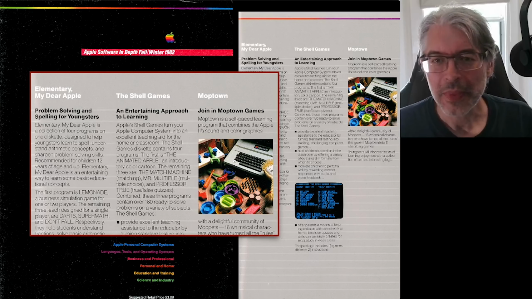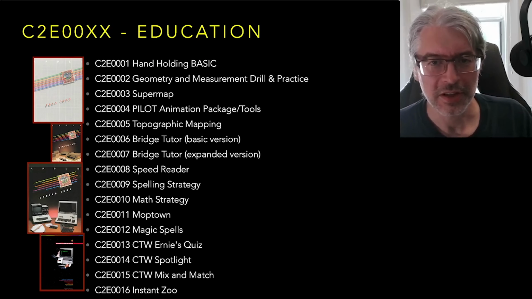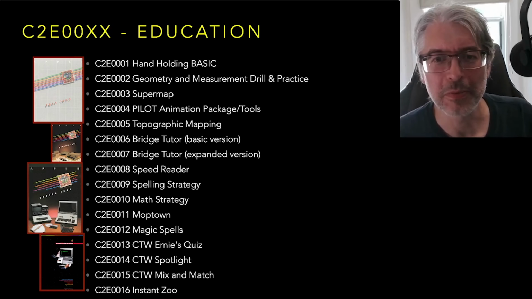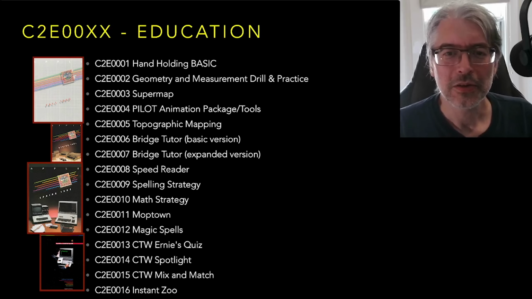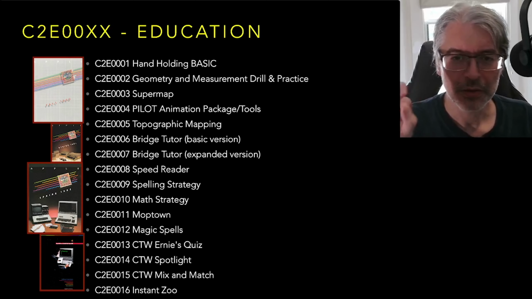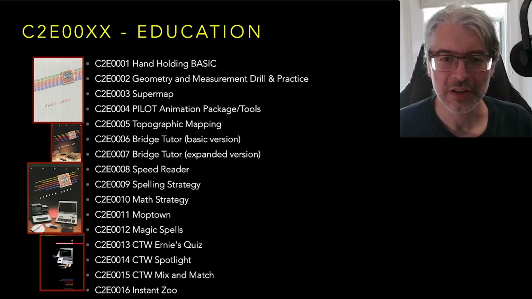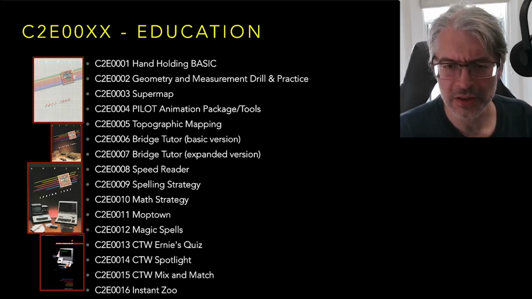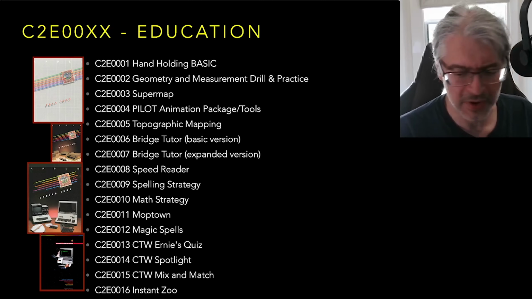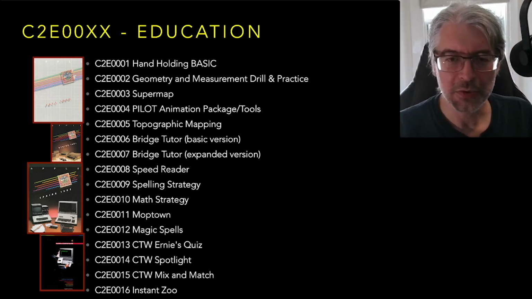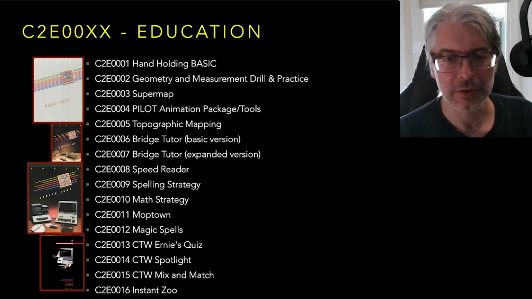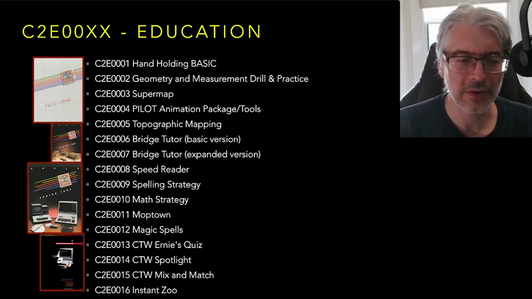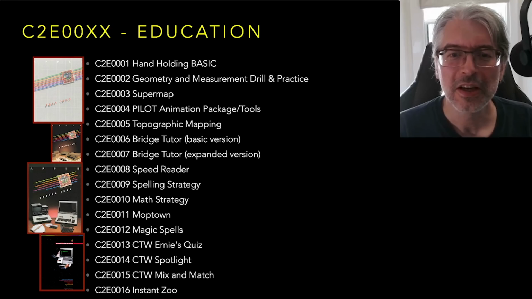So I went through the lists here and wrote them down in a way that might be useful. I don't know if you're trying to collect them. They go from C2E001, which is Hand-Holding BASIC, down to C2E0016, which is Instant Zoo, and I want to talk about that a little bit too. Actually, I missed typing CTW on that, but these last 4 were done in conjunction with the Children's Television Workshop and have Bert and Ernie and Muppets and stuff.